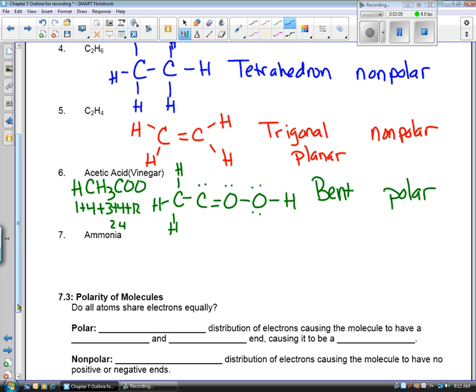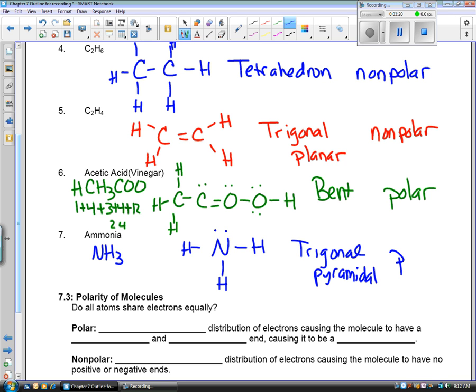Now last one is ammonia. Remember, ammonia is NH3. So we have N, we have hydrogen, hydrogen, hydrogen. So we have trigonal pyramidal. And it is polar. We have those extra electrons on the top.